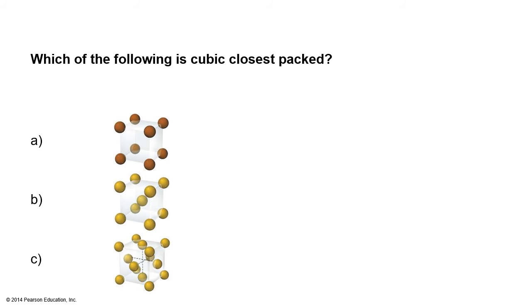So here's a practice for you. Try to decide which of the following is the closest packed for our cubic unit cell. Which one is closest packed? Well, our closest packed is going to be the one that has the most atoms inside the cell. And so this is going to be our face-centered cubic unit.